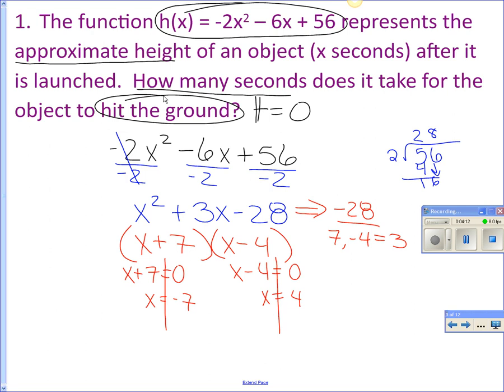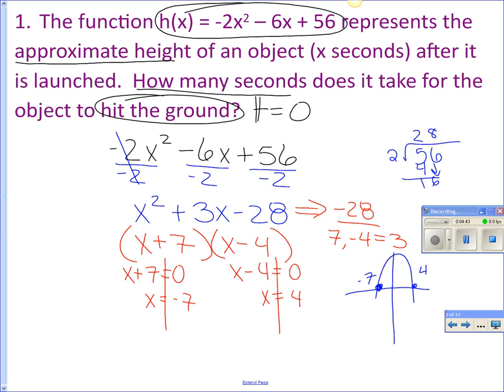The reason I have 2 answers is because what kind of shape does a quadratic make? A U. Would this one open up or down? It would open down, and it's going to have an x-intercept at negative 7, and an x-intercept at 4. That's why there's 2 answers, because of the graph.